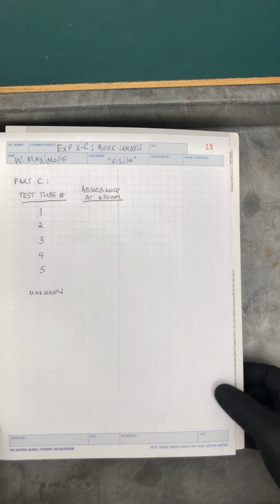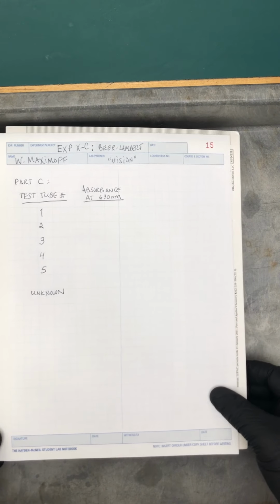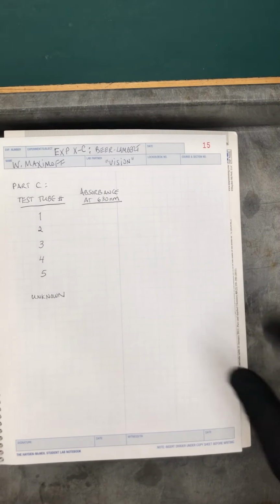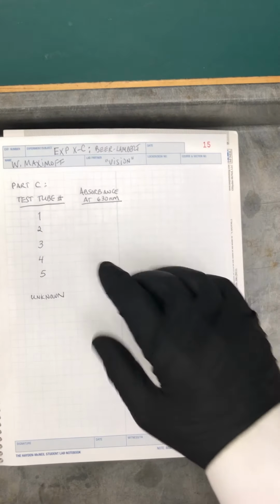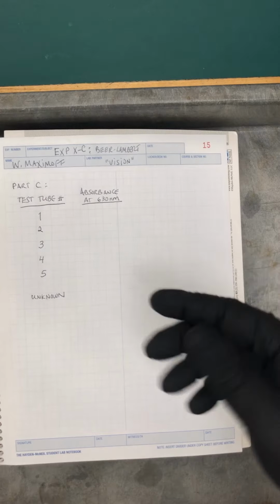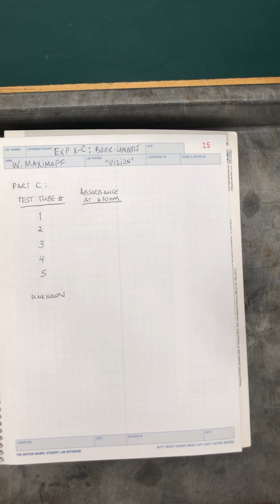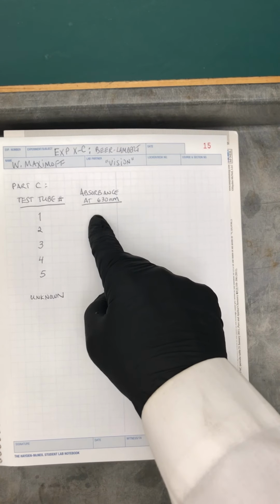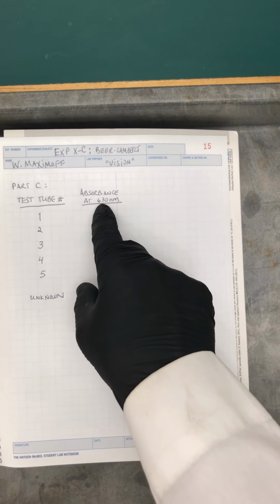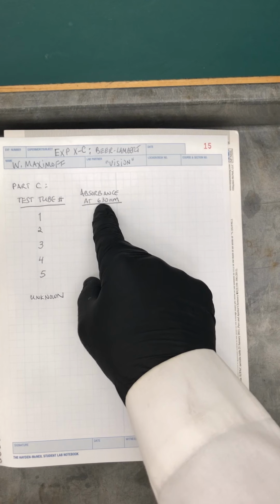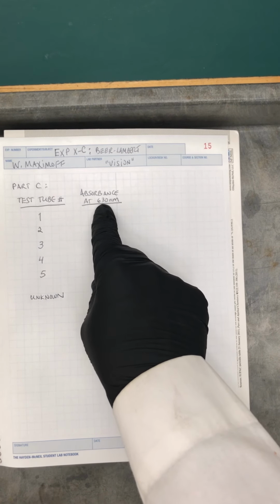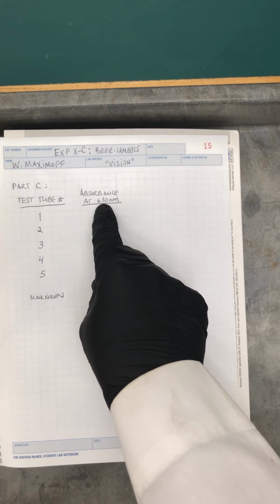Before we go on, let's take a quick look at my student Wanda's lab notebook here. This is going to be part C. Notice she's already set it up. Here are the test tubes. Of course, there's no test tube 0 because that's going to be our blank essentially. And then she's going to register here the absorbance at 630 nanometers. We decided from part B that that was a good approximation of the maximum absorbance wavelength, or lambda max.